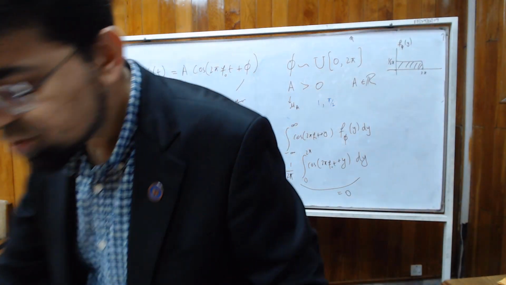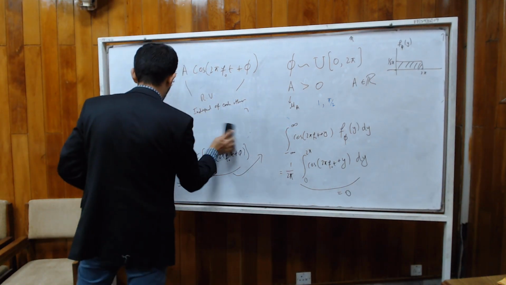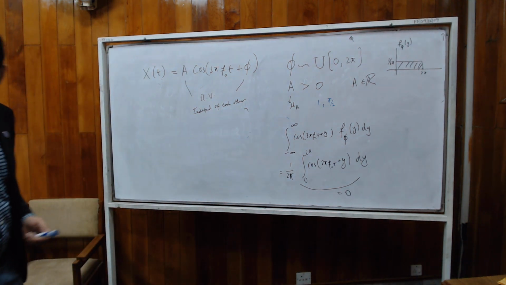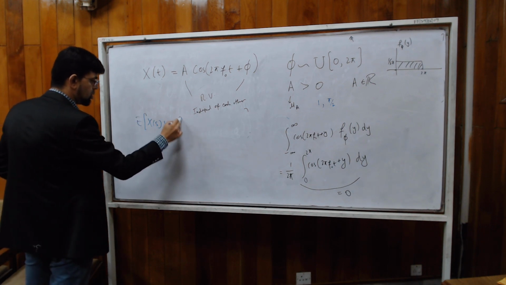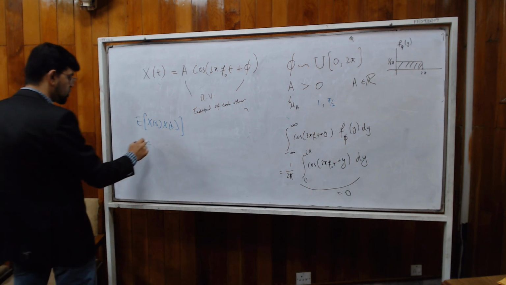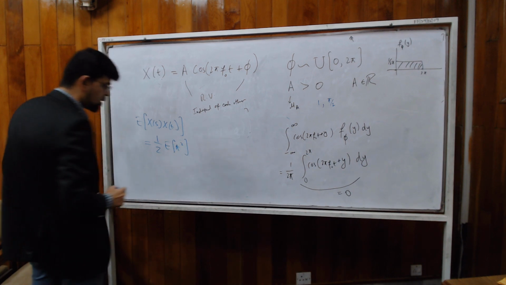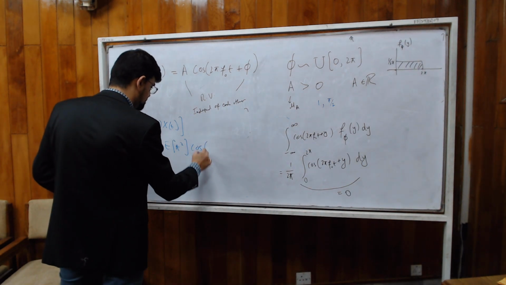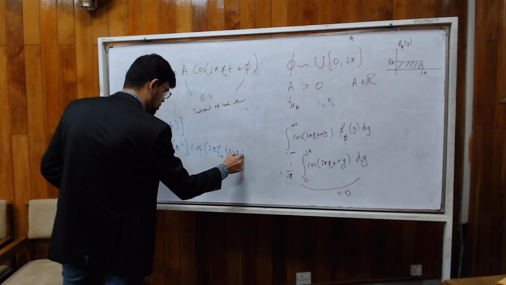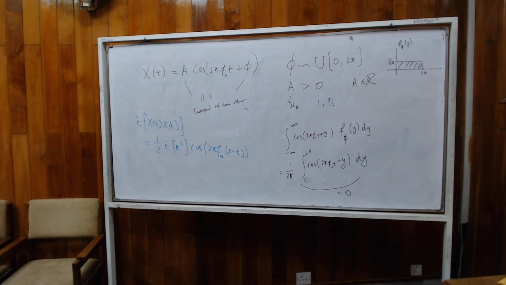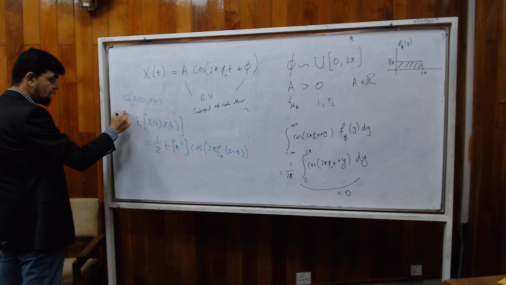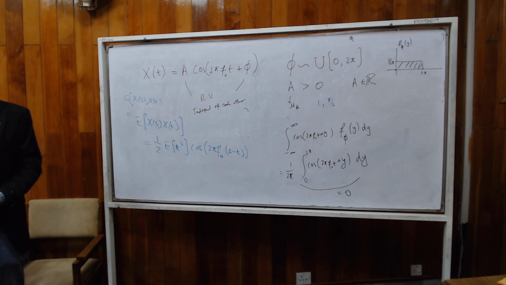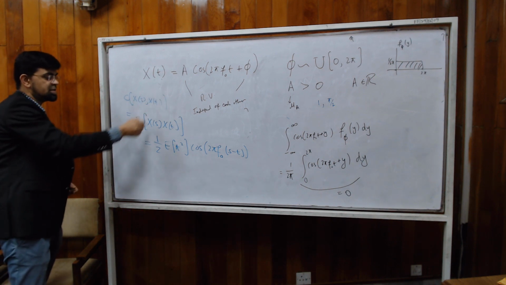But you get the idea. Eventually, the expected value of X_s X_t will turn out to be half E[A square] cosine 2 pi f naught (s minus t). Notice I did not write the covariance of X_s X_t. In this case they are the same. Why? Because the covariance of X_s and X_t is the same as the expected value of X_s X_t.